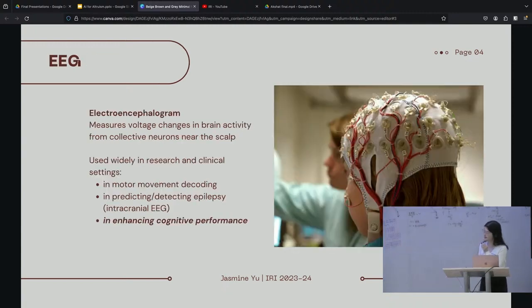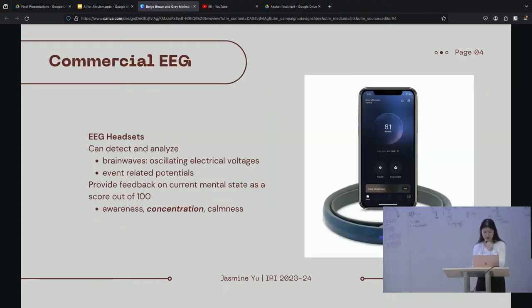So EEG, what is it? It's short for electroencephalogram, and it measures voltage changes in brain activity from collective neurons near the skull, and it's used widely in different kinds of research. For example, motor movement decoding, in predicting epilepsy, and also in enhancing cognitive performance, which is what I'm mainly interested in. And mostly the commercial EEG on the market right now are in headset form, and what they can do is to detect and analyze different EEG metrics.